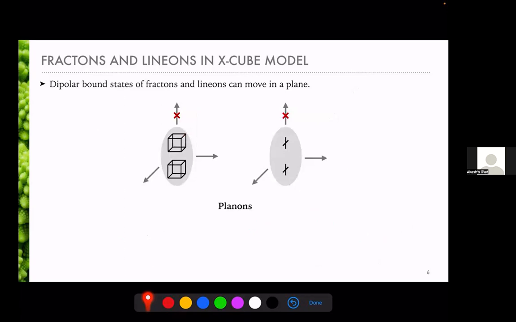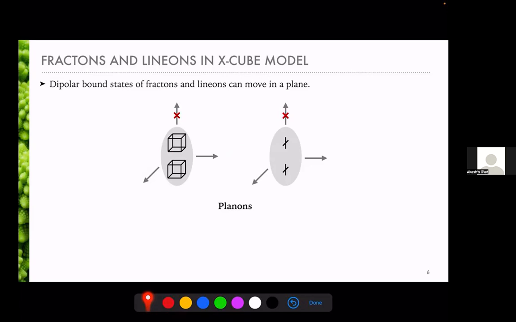By the way, as I just said, you can create these dipolar excitations like this, and they can have some mobility. For instance, a dipolar excitation made out of 2 cube excitations can move everywhere parallel to its dipole moment, but it cannot move in the direction above. And similarly, you can take 2 linions and pair them up, and they can again move within a plane that is perpendicular to their dipole moment, but not along their dipole moment. And these excitations are known as planons.